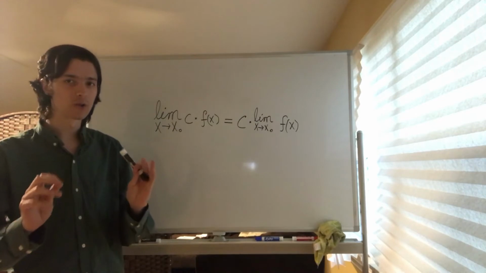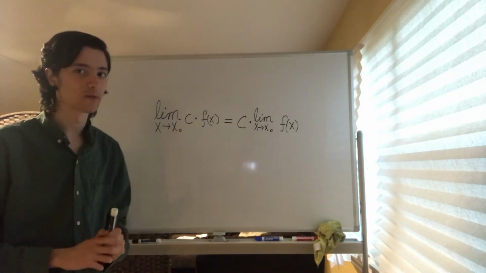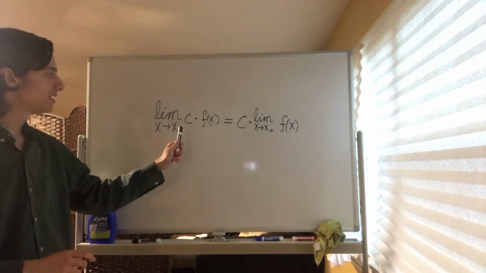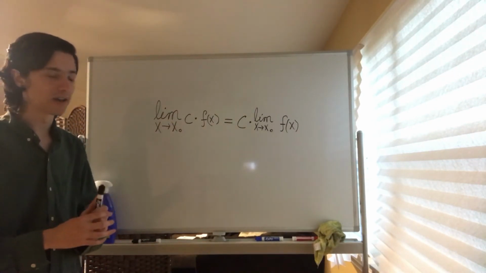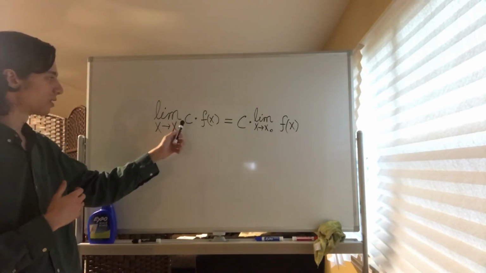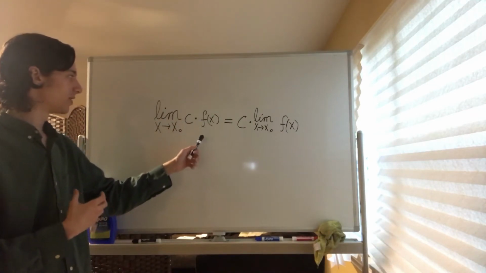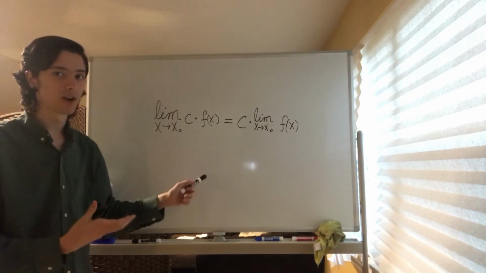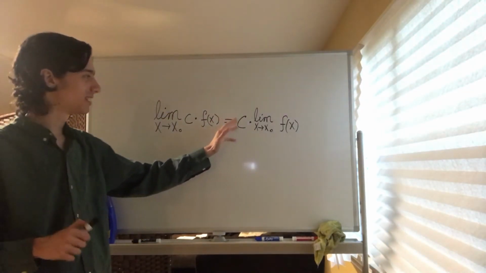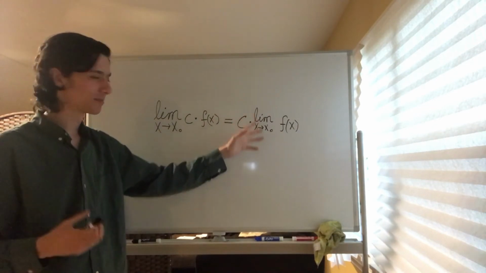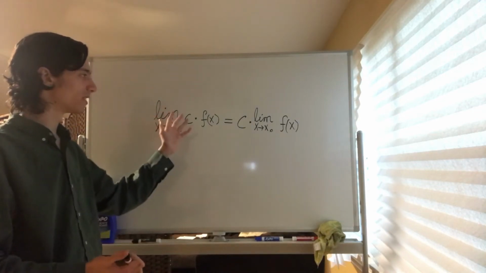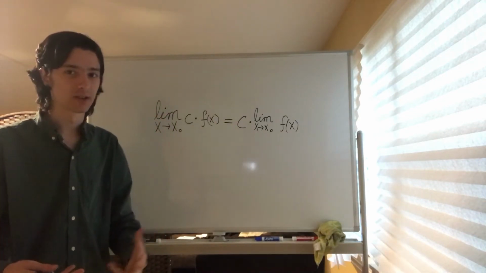Now, before we go on to the formal proof, there are two things I want to go over. The first is the trivial case, that being where our constant c is equal to 0. If c is equal to 0, then 0 times f of x is equal to 0, and the limit as x approaches x naught of 0 is 0. On the right side, c is 0, and 0 times anything is 0. So therefore we have 0 is equal to 0, and that's kind of a trivial case.